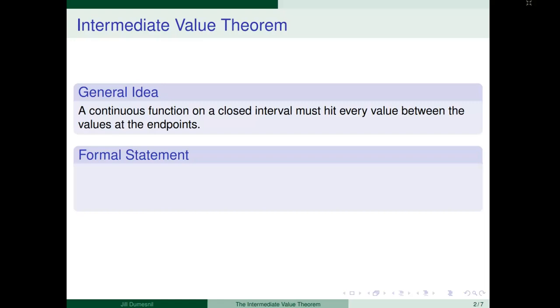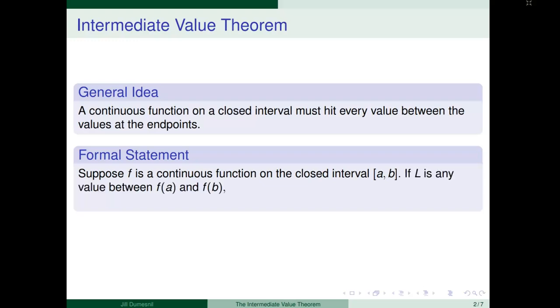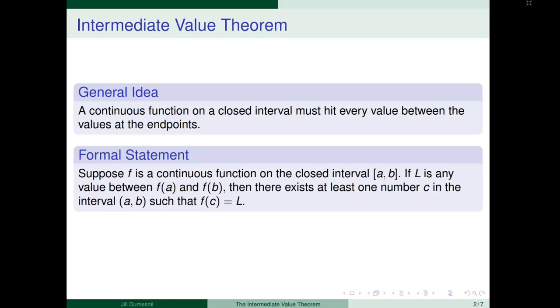Let's consider the formal mathematical statement of the theorem. Suppose that the function f is a continuous function on the closed interval from a to b. If L is any value between the output values f of a and f of b, then there exists at least one number c between a and b such that f of c equals L.